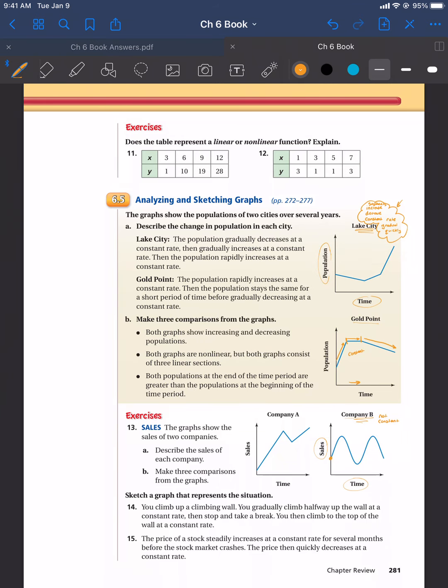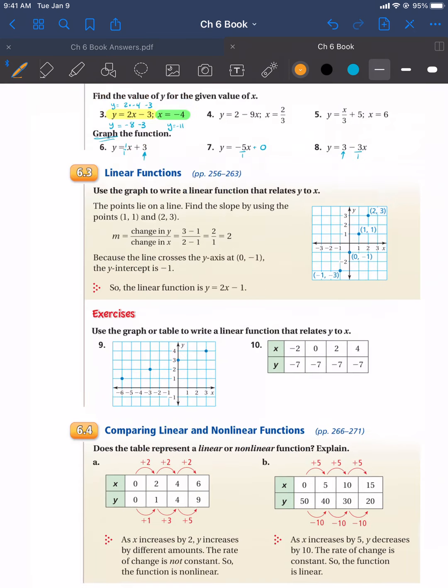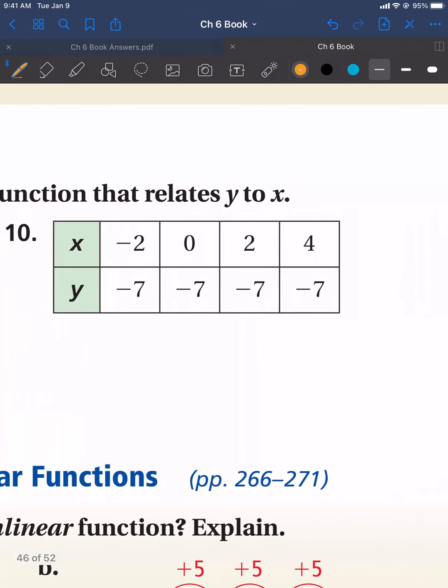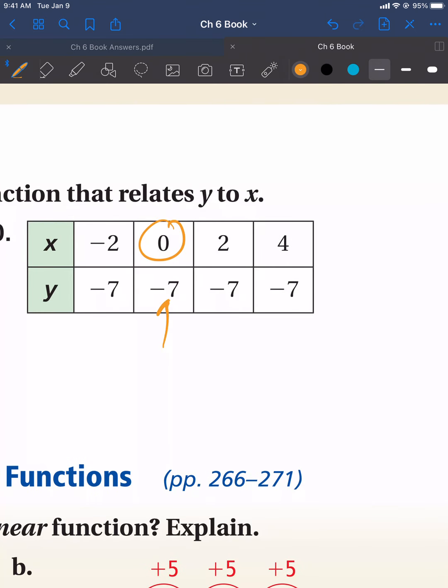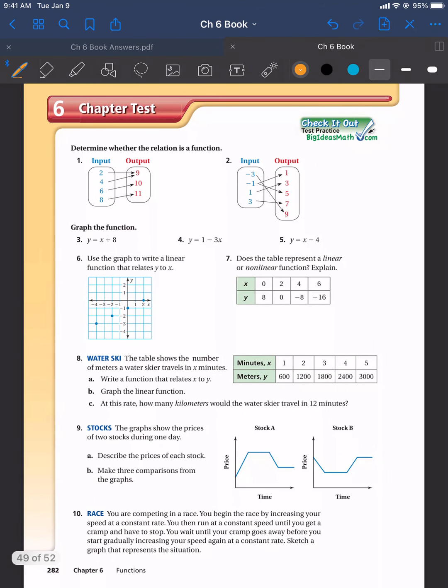How do you guys feel about this? In section 1, 2, 3, 4, or 5, is there a section that's trickier than the others, or are you guys doing okay? How do you guys feel about creating the function rule? You guys doing okay with that? Remember, if you see a 0 in the x, that's your b. And remember, to find your slope, you take your y's first, subtract them, and then your x's and subtract them, okay?